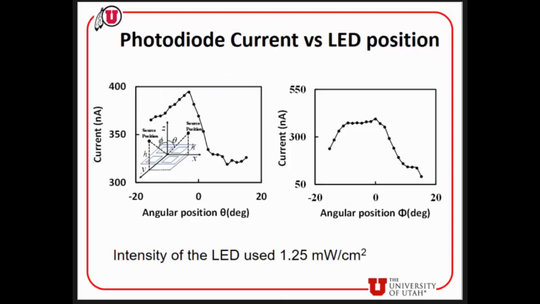This slide shows the response of the quad cell, or one of the photodiodes of the quad cell, versus the LED position. Now we move the micromanipulator in the X and Y direction, giving rise to an angular position of theta and phi. As shown in the left graph, or on the right as well, there is a certain peak at a certain angle which shows the maximum exposure of the photodiode to the incoming LED light.